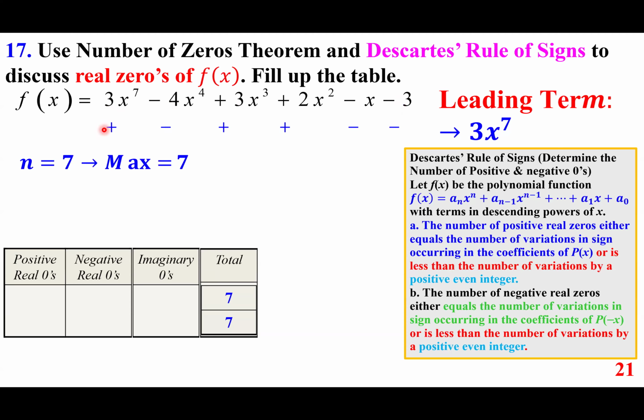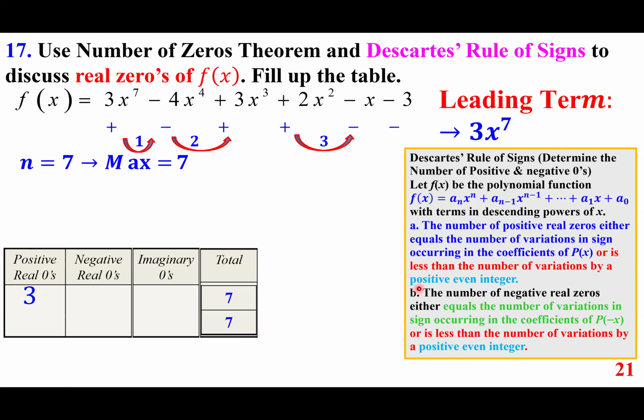So as we change from this to this, there is a variation. From here to here, there's a variation. Here to here, there is no variation, everybody. Here to here, there is a variation. Here to here, there is no variation. So we have 1, 2, 3 variations. So positive real zeros, according to part A, would be 3. Maximum would be 3.